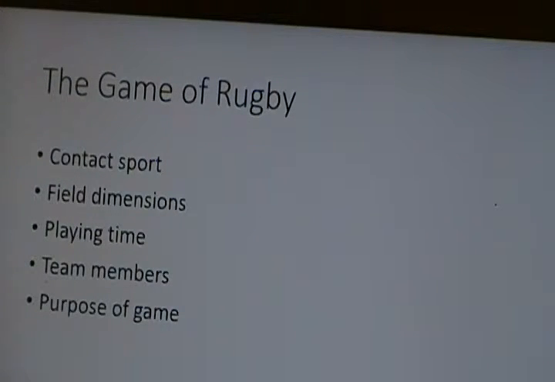There are 22 team members, 15 of which play the game, and 7 substitutes who only come in if the player is injured or fatigued. And the purpose of the game is to score goals by kicking the ball over the goalpost or by carrying the ball over the goal line.